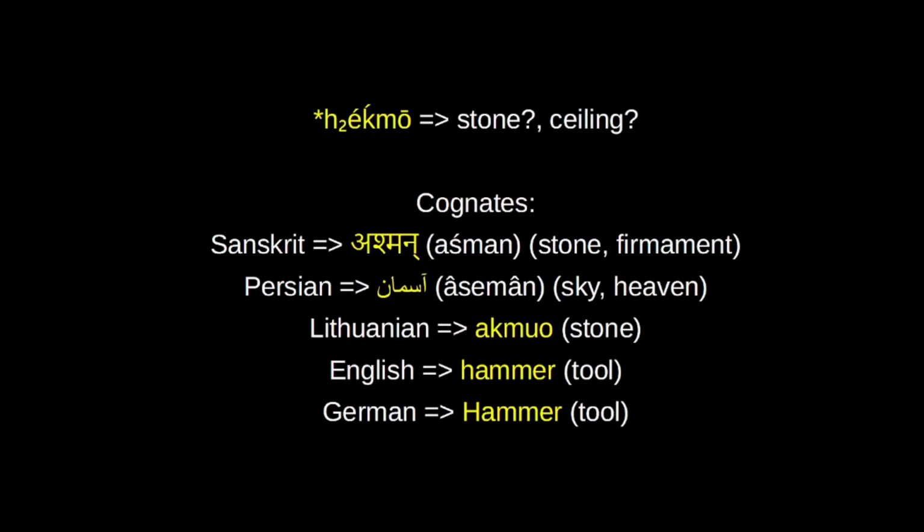And I looked this up and I found that the word hekmo also has many cognates in other languages. Originally, in Proto-Indo-European, hekmo meant something like stone or ceiling. In Sanskrit, there exists the word asman, which means stone or firmament. While in Persian, there exists the word asiman, which means sky or heaven. In Lithuanian, they have the word akmo, which means stone. And both English and German also have the word hammer, or Hammer in German, which refers to a kind of tool that is used to beat nails. All these, and the words heaven and Himmel, derive from the word hekmo, from Proto-Indo-European.